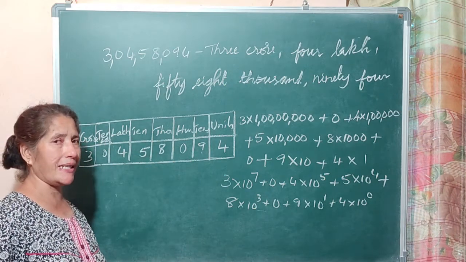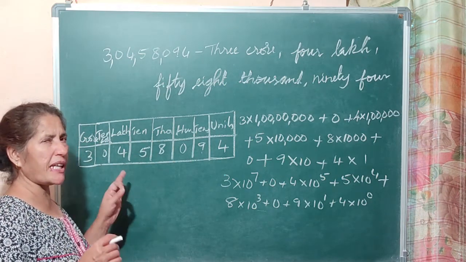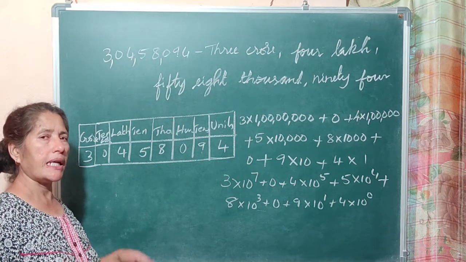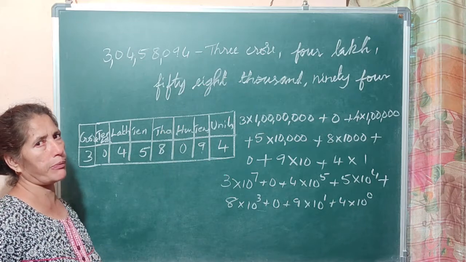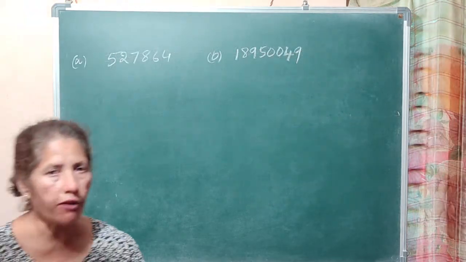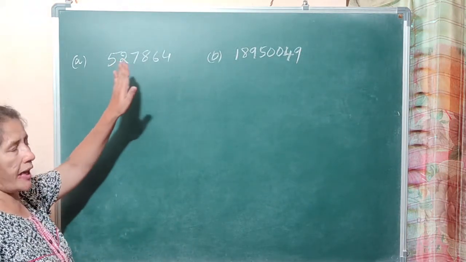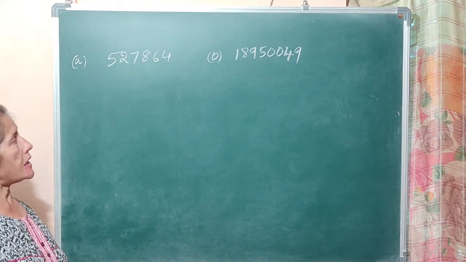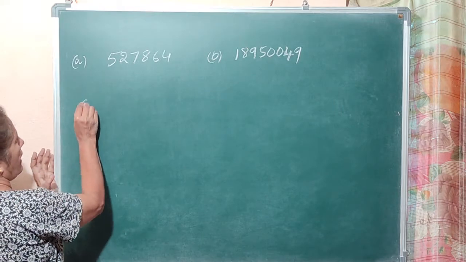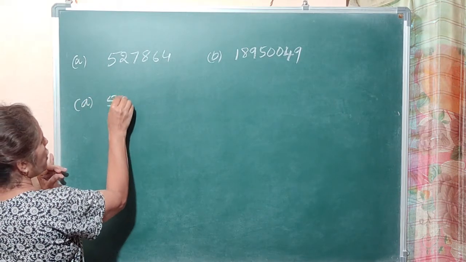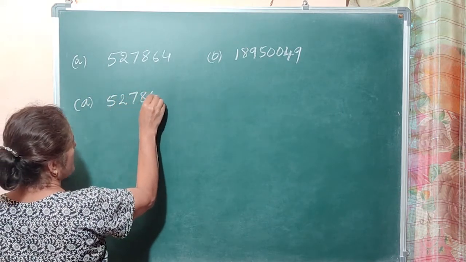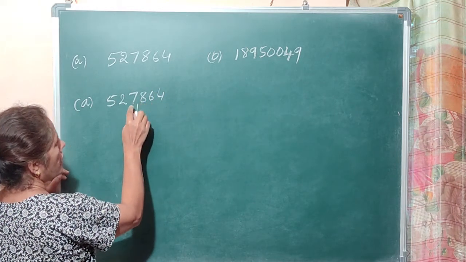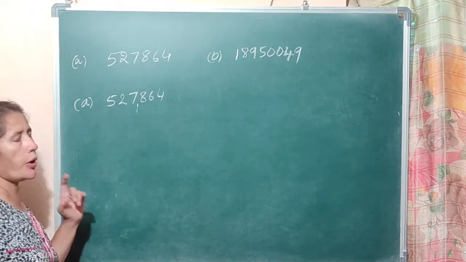Did you all understand? So, let me write the last two sums in the million system, then we will go to exercise 1.1. Now, let us write this using the million system, or international system. Let me take one by one. A: 5, 2, 7, 8, 6, 4. How to put the comma? 1, 2, 3, comma, 1, 2, 3. Over.